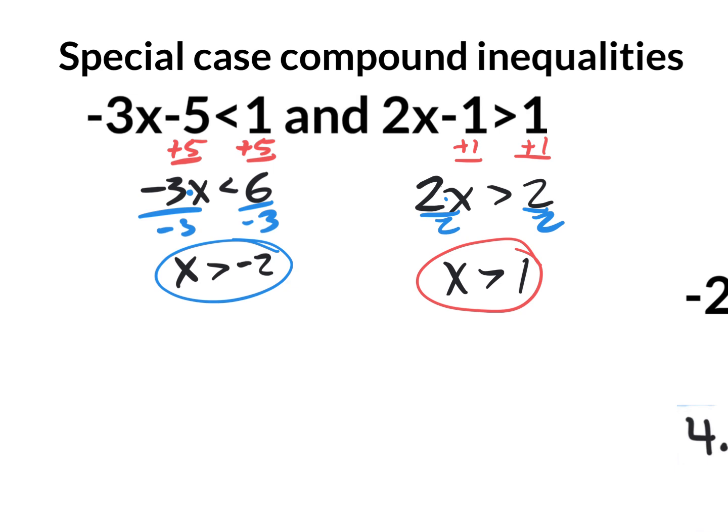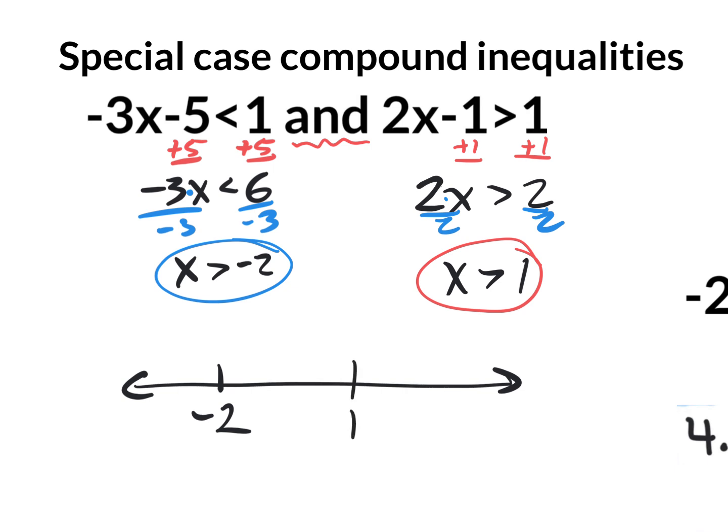Now, we do have the word and right between them. So we need to look at the number line to determine if they're going to be written together as a compound inequality, or maybe just one of them is the answer, or maybe just the other one's the answer. So we need to look at a number line and think of the areas. When you go to a number line, put the smaller number on the left side, which happens to always be the negative number, since the negative number is always smaller than the positive. So put the -2 on the left side, put the +1 on the right side, and I want to graph the x is greater than -2 in blue.